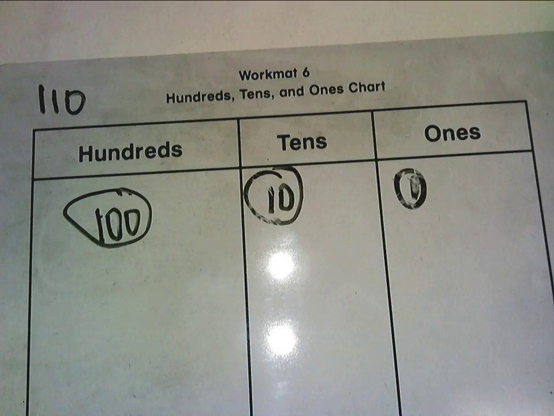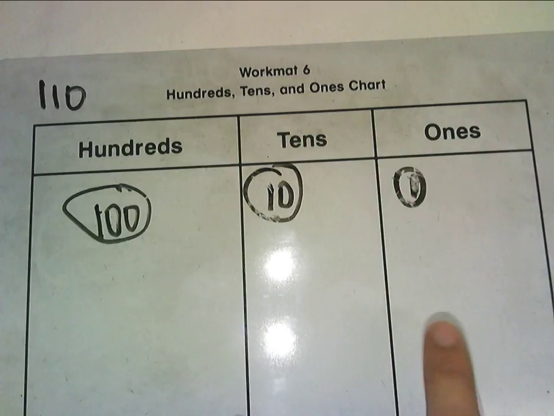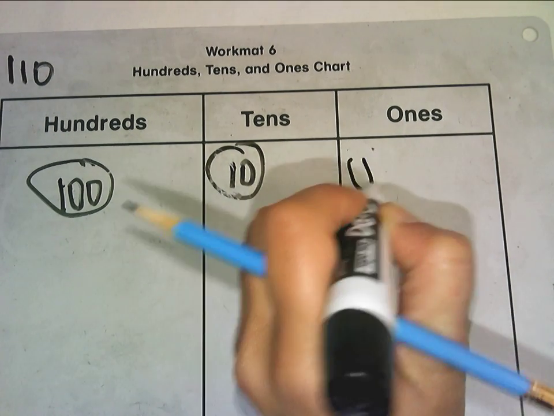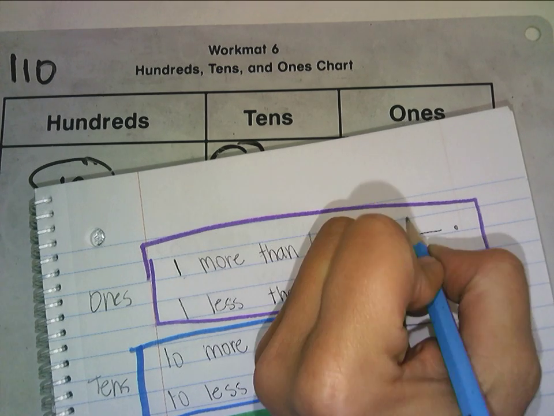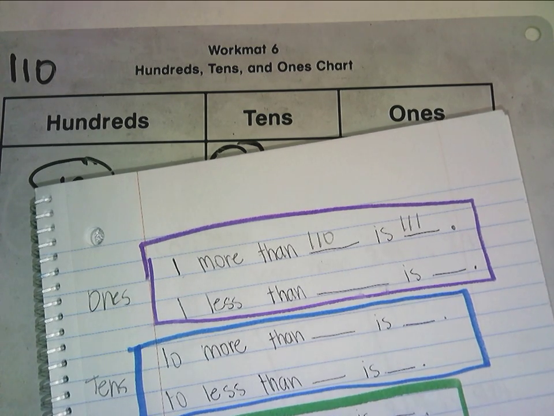Okay? So if I'm doing 1 more, I'm adding 1 more in my 1s place, which would be right here. So 1 more than 110 is 111, because 110 plus 1 is 111.